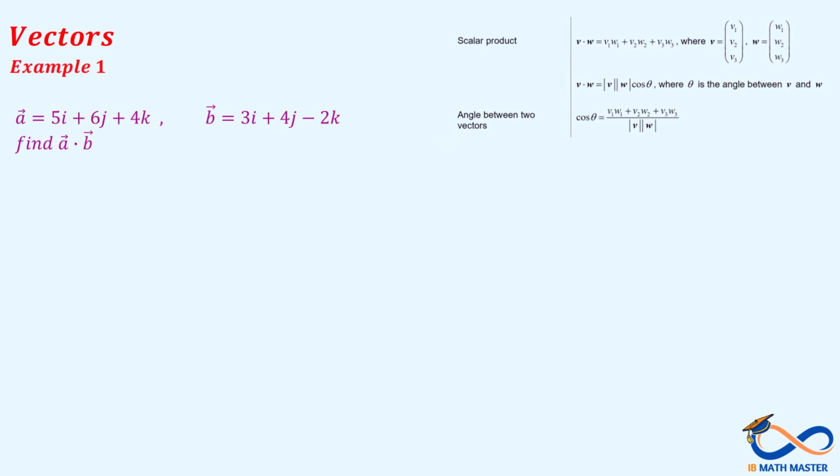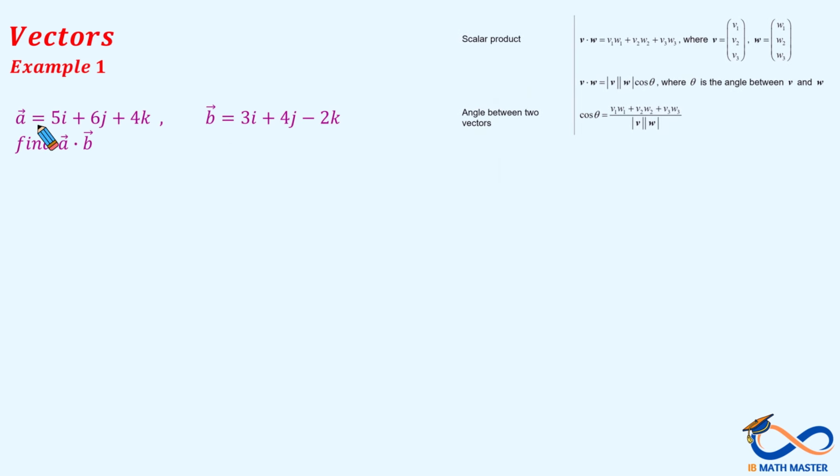So here we have example 1. We have vector A, 5i plus 6j plus 4k, which is written in the i, j, k notation. Another vector B is given here. Find the scalar product between A and B. First, it would be convenient to write the vectors in column notation as we learned before. So now the dot product can be written like this. The vector A can be written as 5, 6 and 4, the x, y and z components. Same for B: 3, 4 and negative 2.